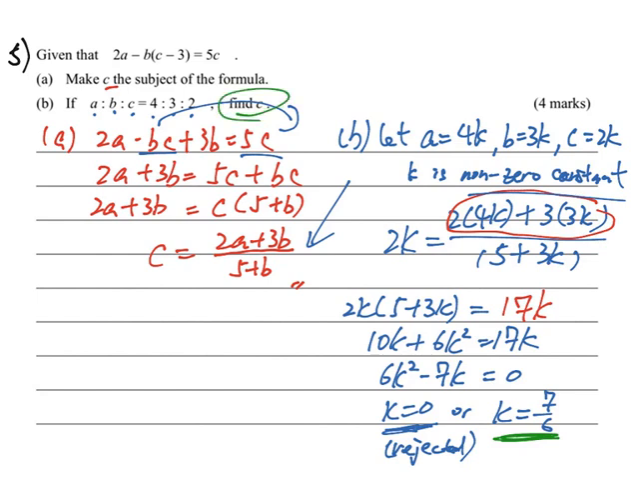Now we need to find c. So c is 2k, so c is 2 times k. k is 7 over 6. So it is 7 over 3.